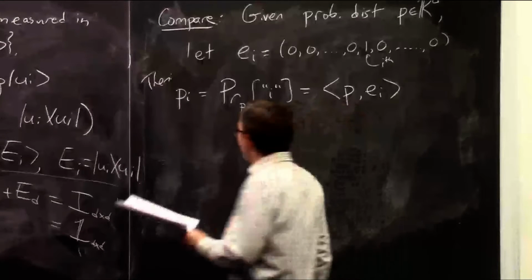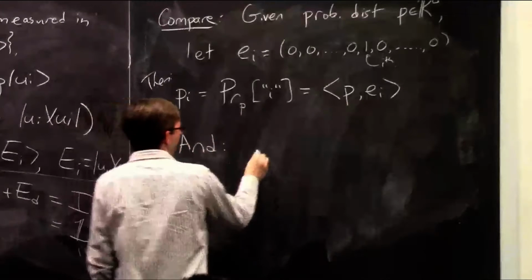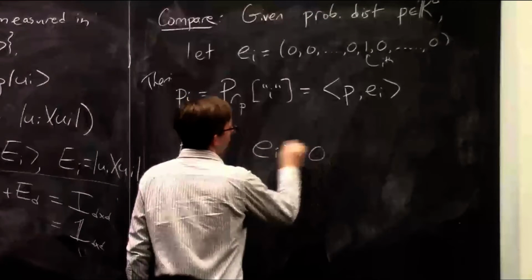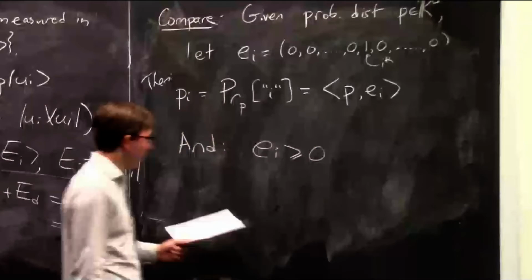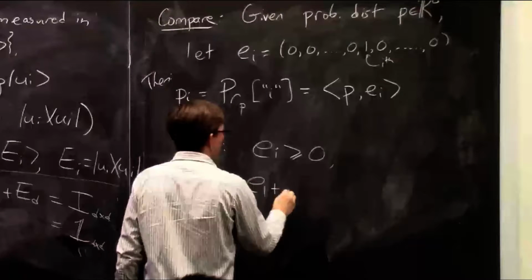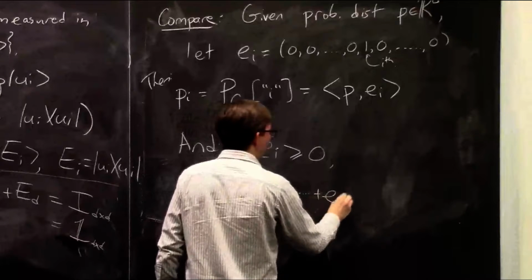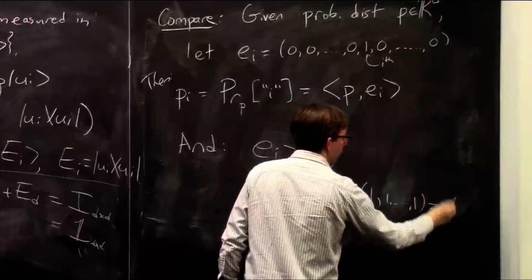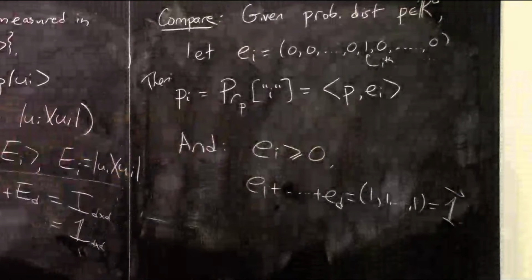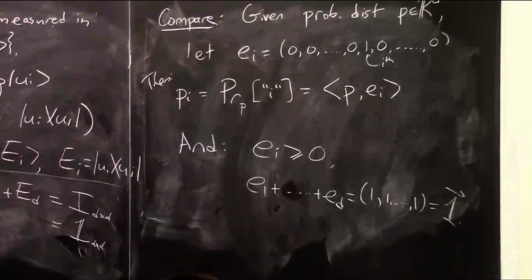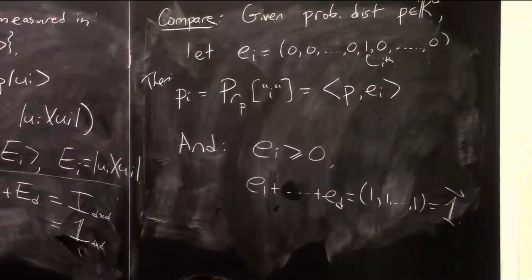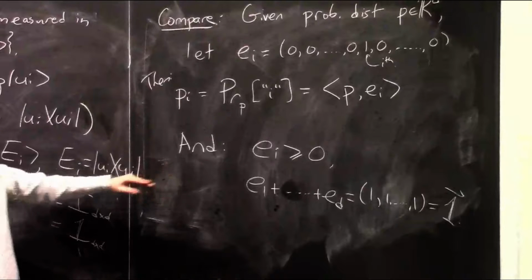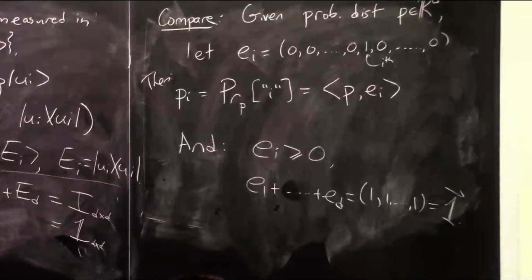Which looks similar, right? And also, if you notice, all these EI vectors are non-negative entry-wise. And if you do E1 plus dot dot dot plus ED, you get the all ones vector, which I'll write as 1 vector. Hey, so isn't that beautiful? It's the same situation, kind of. Okay, so you can see you can recover this situation if rho is a diagonal matrix with P on the diagonal, and this is the standard basis.